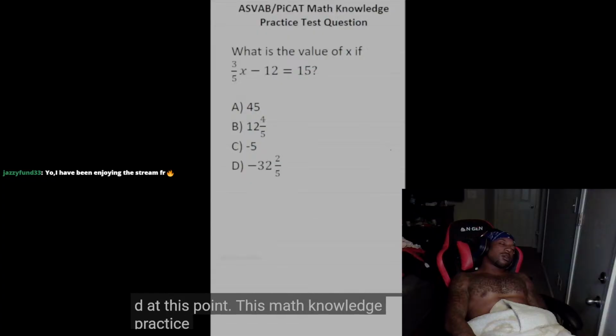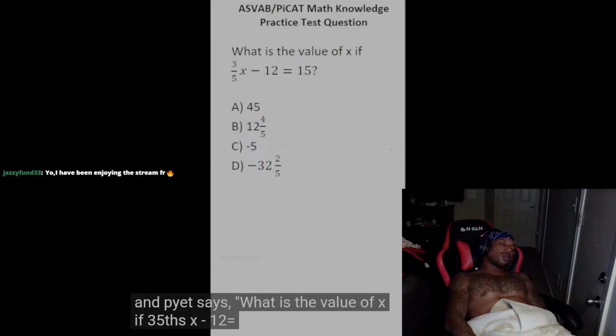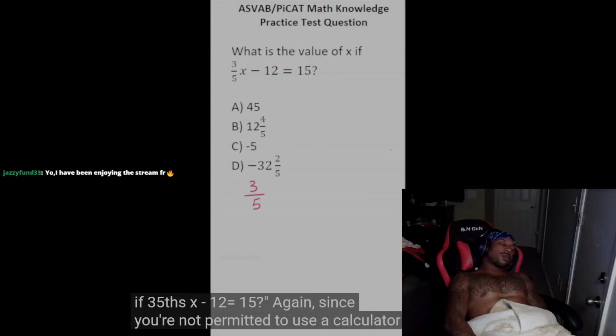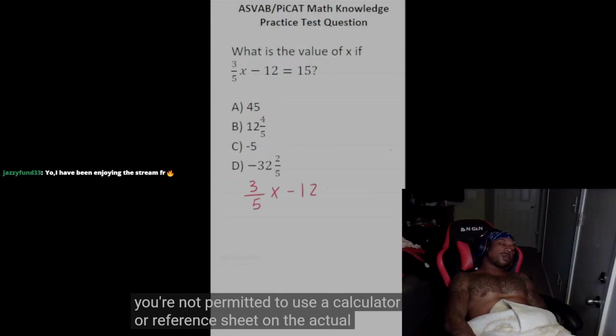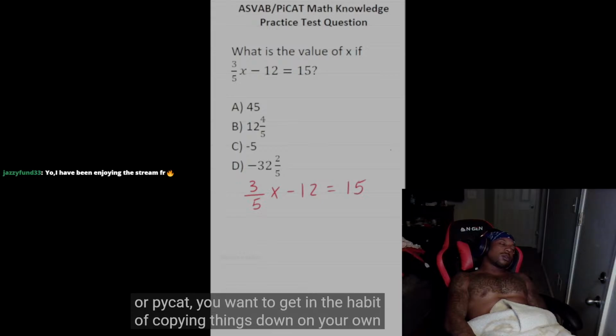This math knowledge practice test question for the ASVAB and PiCAT says, what is the value of X if 3/5 X minus 12 equals 15? Again, since you're not permitted to use a calculator or a reference sheet on the actual ASVAB or PiCAT, you want to get in the habit of copying things down on your own scratch paper.